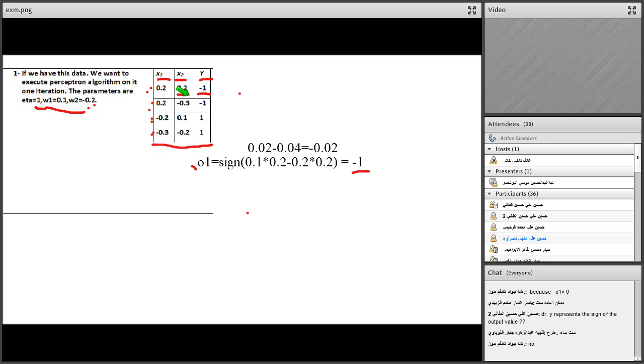No, Dr. Okay, and then when we calculate, it is 0.02 minus 0.04, and the result is minus 0.02. You see here, we may have the minus in the inputs or in the weights.